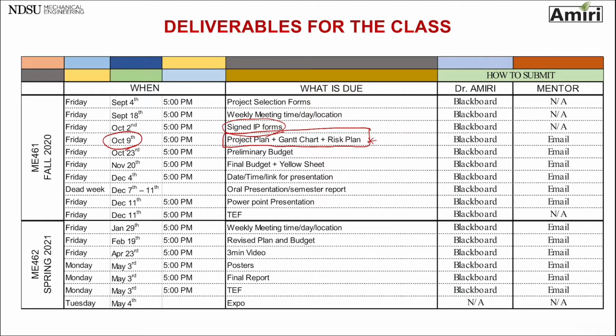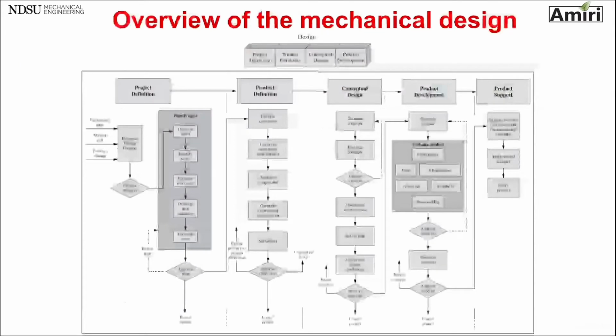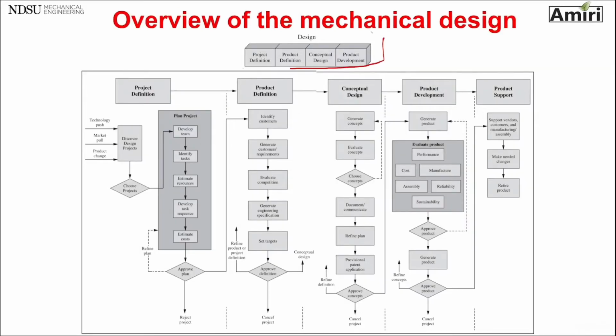5 p.m. on Blackboard. Looking back at the overview of mechanical design, if you remember, we had this elaborate flowchart that covers the area of design. The short form of it is this box on top. The main 4 stages of mechanical design are project definition, product definition, conceptual design, and product development. In this flowchart, there is an extra step also, which is product support.